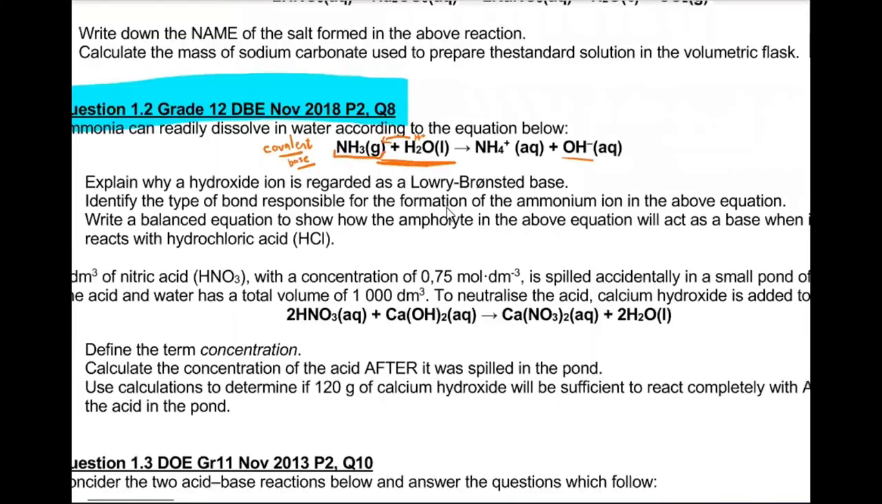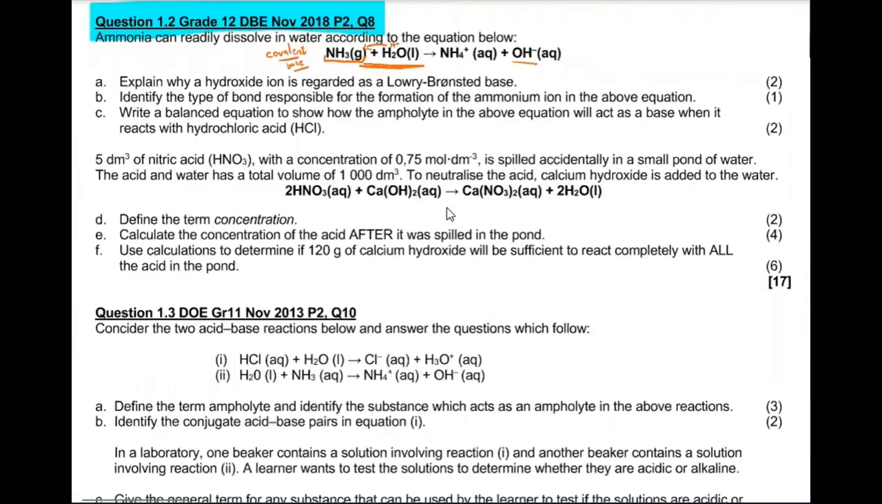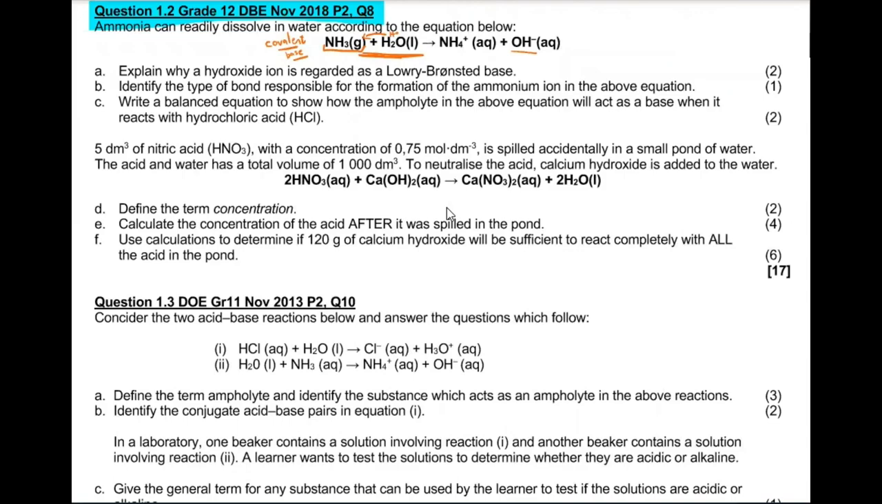Okay, so you take a couple of moments just to familiarize yourself with your question. Let's go. A, explain why a hydroxide ion is regarded as a Lowry-Bronsted base. And so this is a little bit of, I want to say, theory that we actually just had to study. It's not really a very difficult question. They're not always trying to catch you, but why is a hydroxide ion a Lowry-Bronsted base? Because it is a proton acceptor.